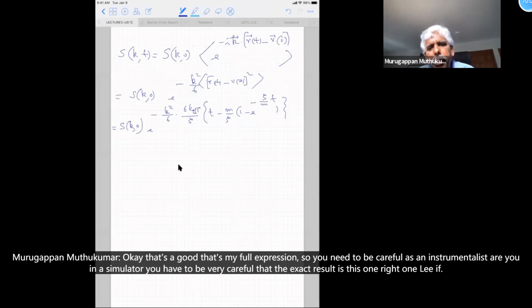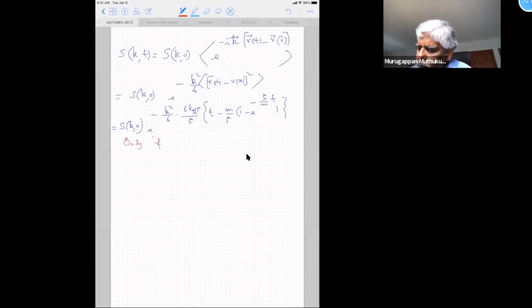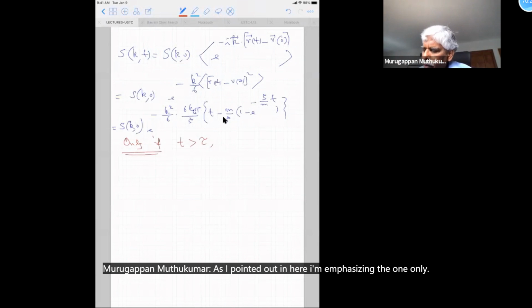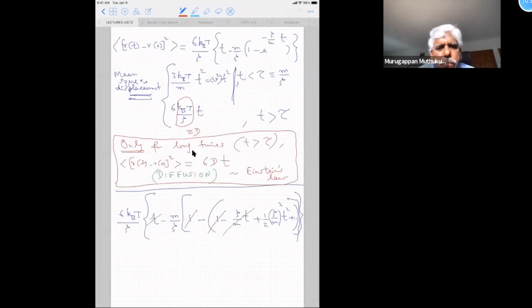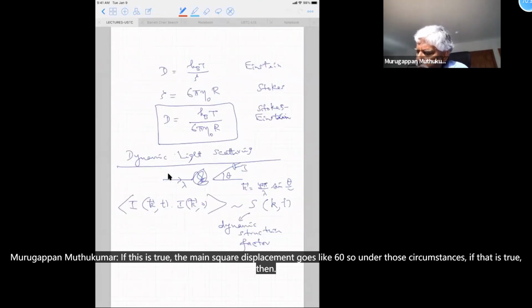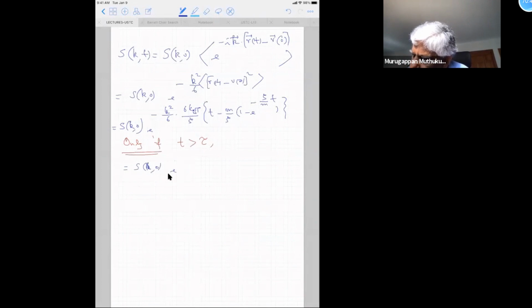So you need to be careful as an experimentalist or even as a simulator. You have to be very careful that the exact result is this one. Only if t is larger than tau, then the whole thing turns out to be 6 Dt, as I pointed out here. I'm emphasizing. Only if this is true does the mean square displacement go like 6 Dt. So under those circumstances, if that is true, then this is equal to S of k,0 times e to the minus D k squared t.